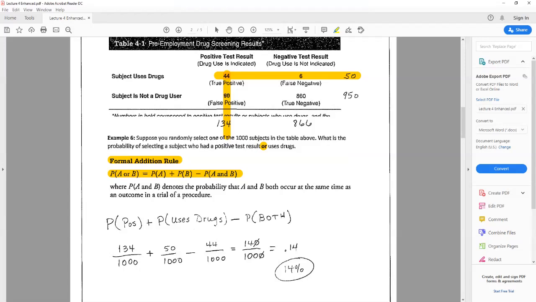So let me just kind of put that in an easy scenario. Imagine we had all of these people in one room, all 1,000. And you walked in there and you said, I'm going to randomly choose one person, and I wonder what the probability would be that they happen to use drugs and they happen to test positive. Well, you have a 14% chance of randomly choosing someone who met both conditions. Okay.